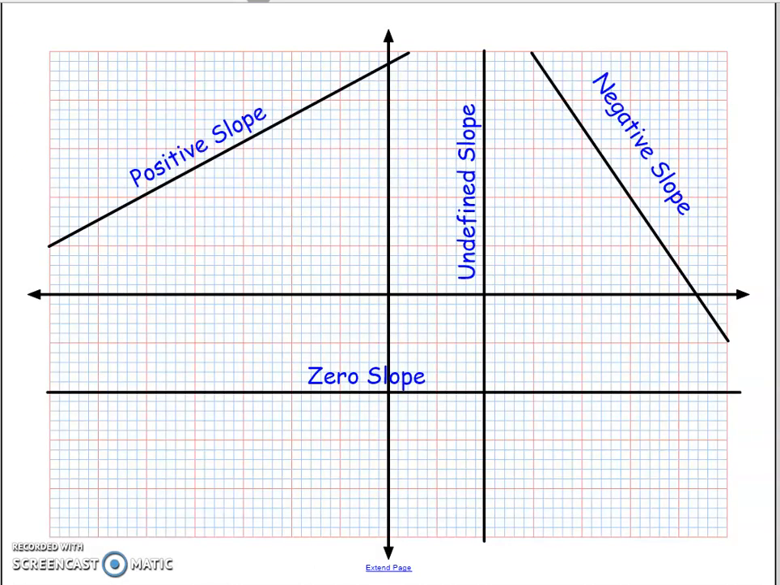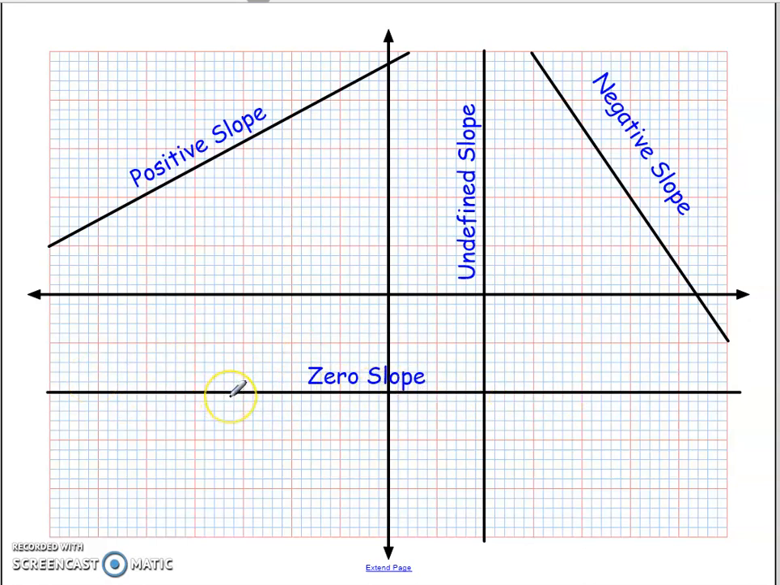So here we have a couple lines. So we have a line that has a positive slope, so it's increasing from left to right. So if you're climbing a mountain from left to right, that's called a positive slope. And if from left to right you're going down, that's a negative slope. And then a horizontal line like this one, we call a zero slope.